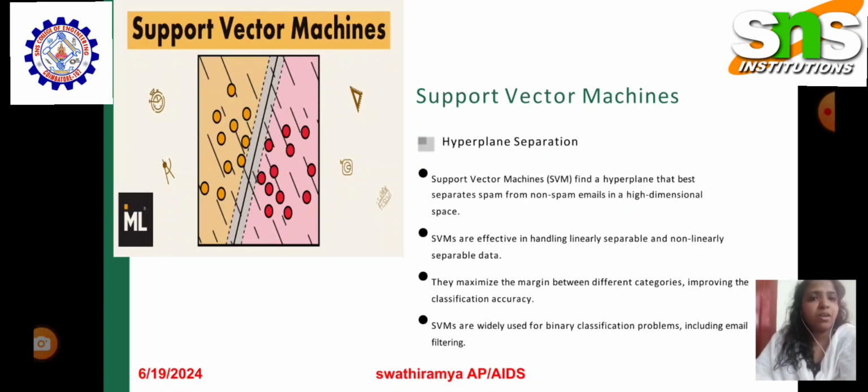Next, what we are using is support vector machines, SVM, which works by hyperplane separation. Support vector machine finds the hyperplane that best separates spam from not-spam mails in high-dimensional space. SVMs are effective in handling linearly separable and non-linearly separable data. This maximizes the margin between different categories and improves classification accuracy. SVMs are widely used for binary classification problems, including email filtering.